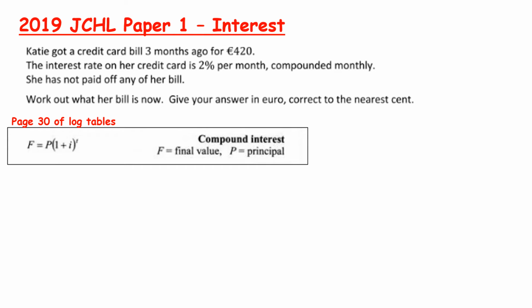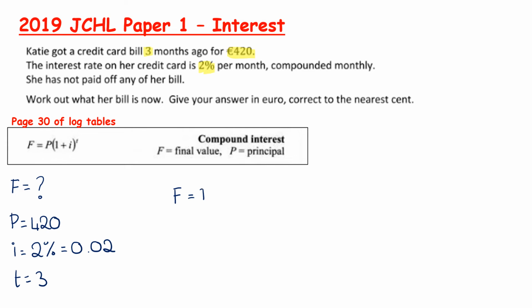Now, we are absolutely fine to use this formula again, even though it says annual, as long as our interest rate and time match. So our interest rate is 2% per month, and we have 3 months, and then it was €420 to begin with. So this formula is compound interest on not just savings, but also borrowing. A credit card is a type of borrowing. We're trying to work out how much she will owe now. We know that initially she owed €420. We know the interest rate is 2%, as a decimal 0.02, and the time is 3 months.